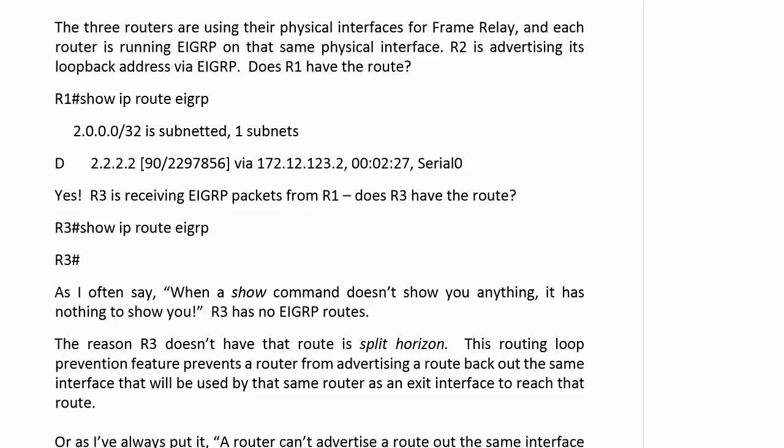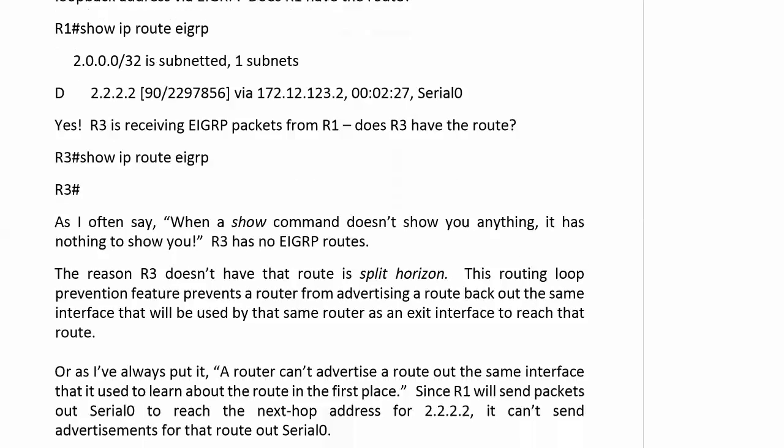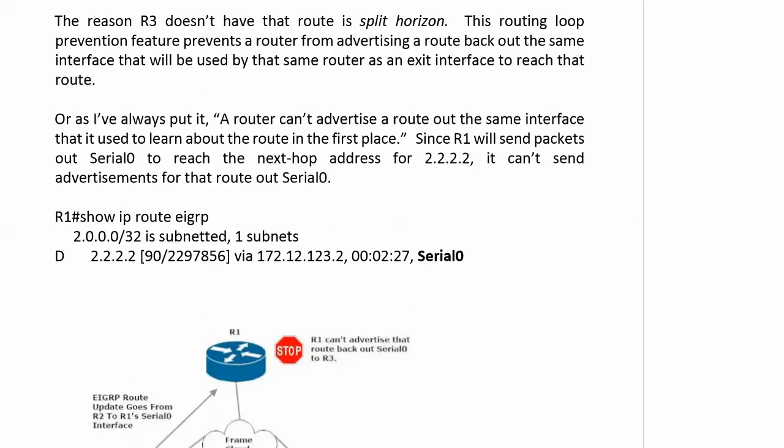Now, the reason router 3 doesn't have that is a feature called split horizon. This is a routing loop prevention feature. It prevents a router from advertising a route back out the same interface that would be used by that same router as an exit interface to reach that route. And that's one of the things that, the first time you hear it, you just go, what? I understand. As I've always put it, a router can't advertise a route out the same interface that it used to learn about that route in the first place.